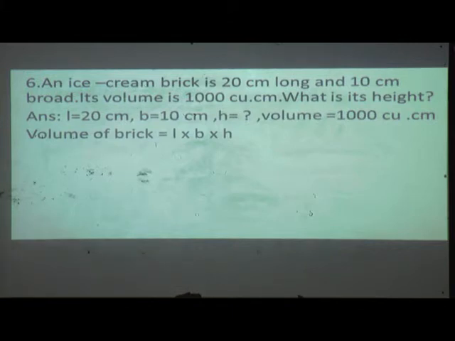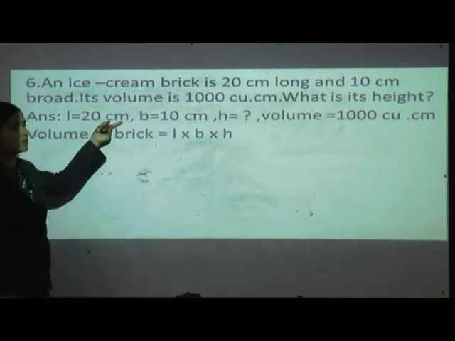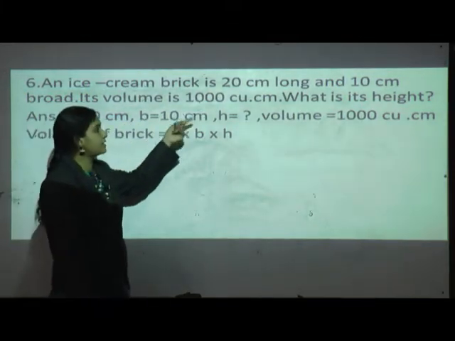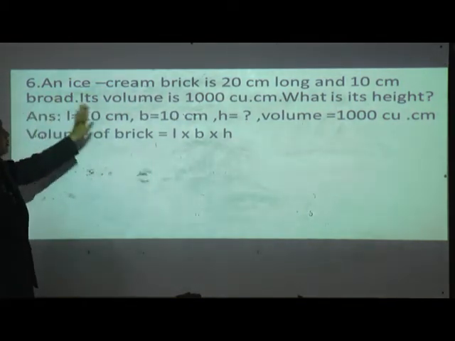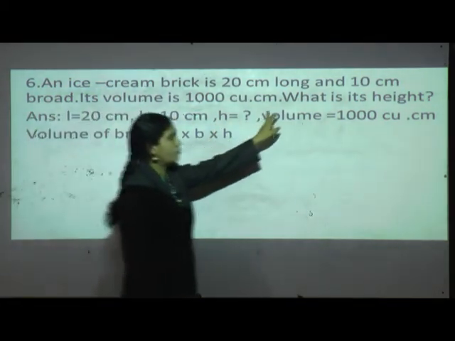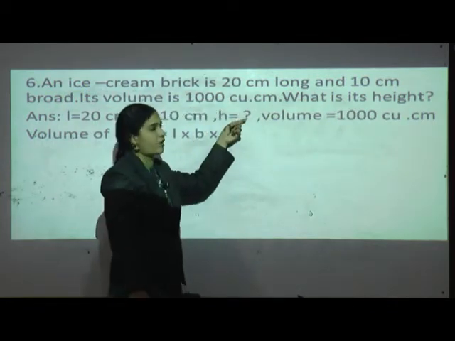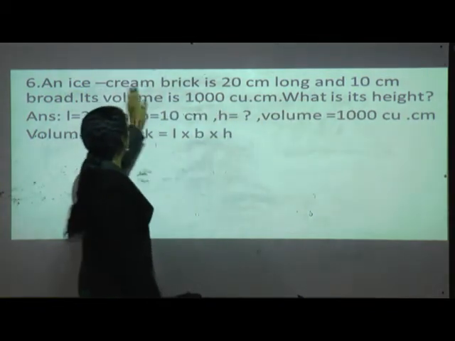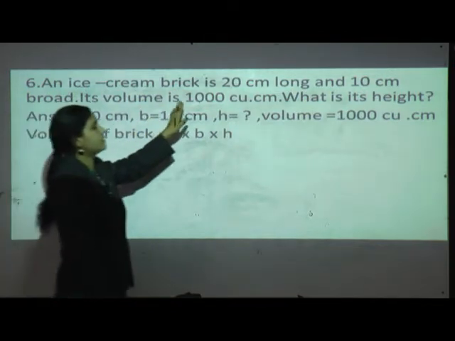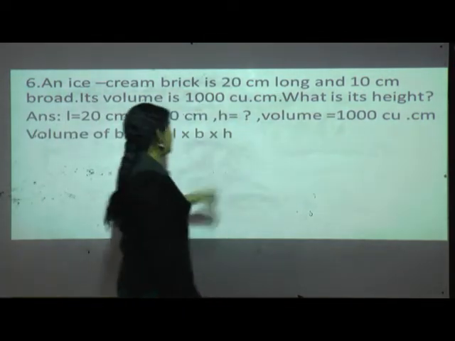An ice cream brick is 20 cm long and 10 cm broad. Its volume is 1000 cubic centimeter. What is its height? So here L is equal to 20 cm, B is equal to 10 cm, and we have to find the height. What is its height? We have to find. But they have given here volume. Volume is equal to 1000 cubic centimeter.